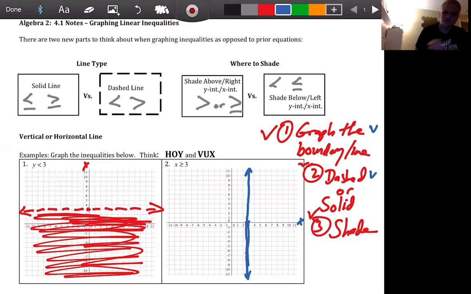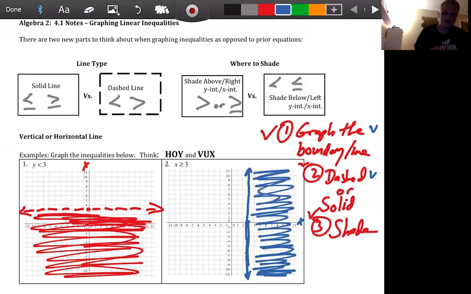Last thing is the shading. Now it says greater than or equal to. So greater than or equal to, we're going to shade to the right or above. Well, there is no above because there's no y-intercept. So we're going to shade to the right of the x-intercept. So we shade to the right. That's it for that one.